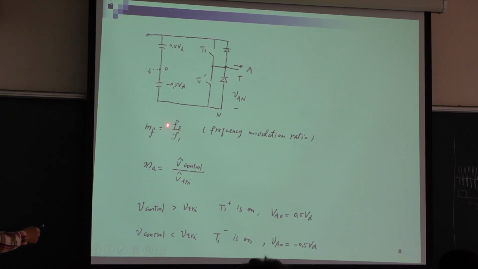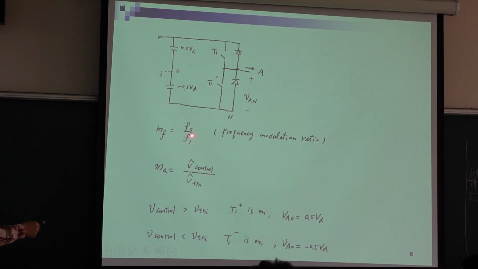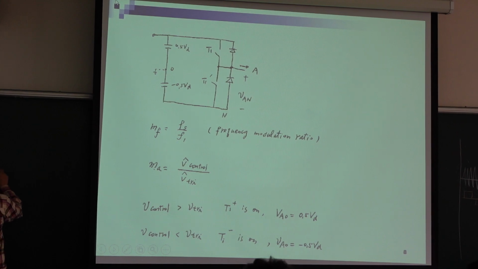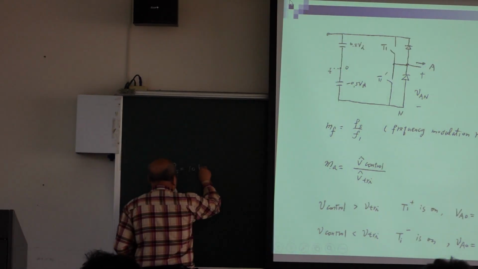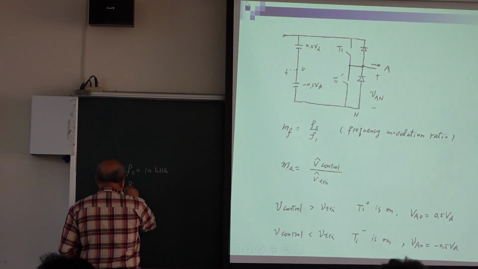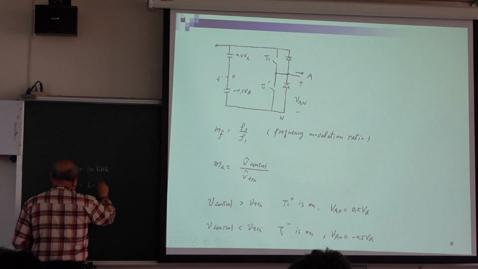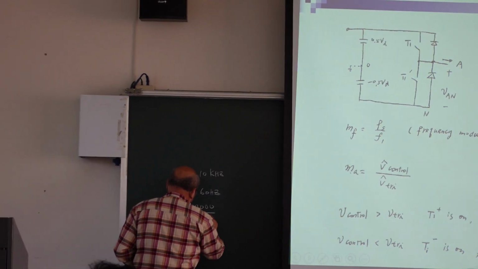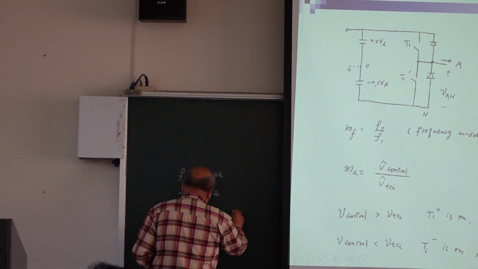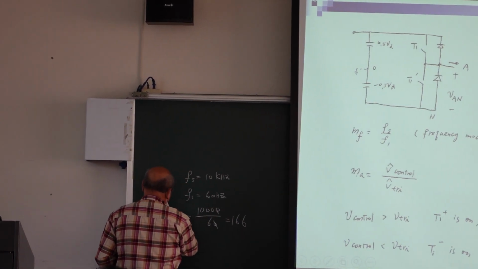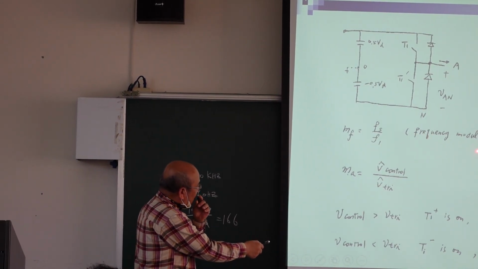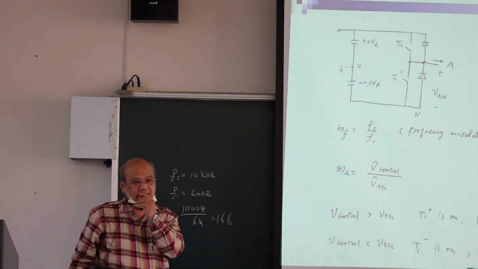So we have switching frequency. We have fundamental. So what is switching frequency? In here it will be 10 kilohertz. What is fundamental? We need 60 hertz sinusoidal. So we can compute this one to this one. So we can say 166. We call this MF. So this is the frequency modulation ratio.